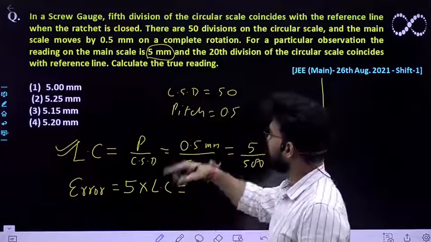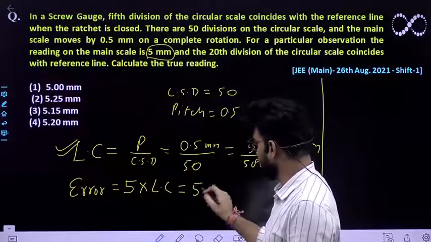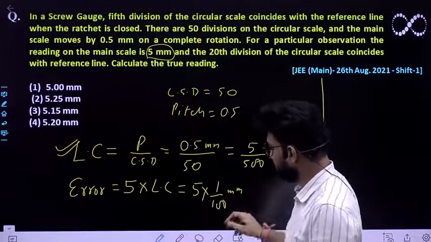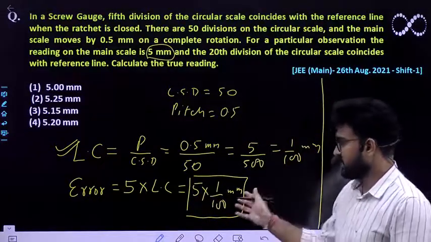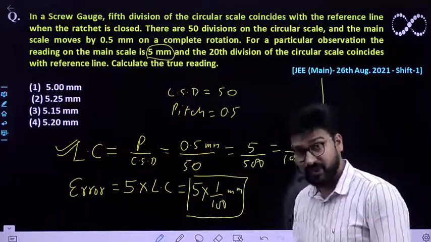And what is 5? Fifth scale division of the circular scale. So it would be equal to 5 into least count. What is the least count? 1 by 100 mm. So this is the error value that you are getting. This has to be subtracted from the main reading that we are getting.